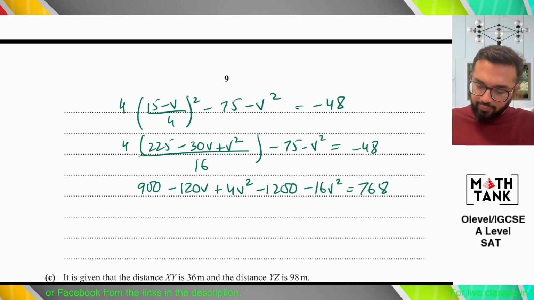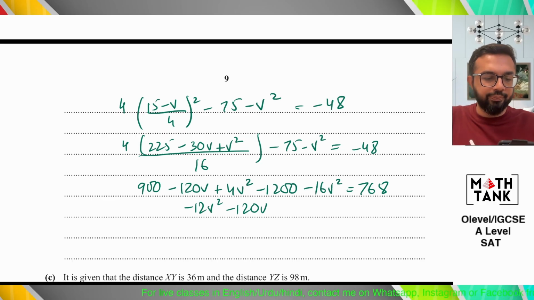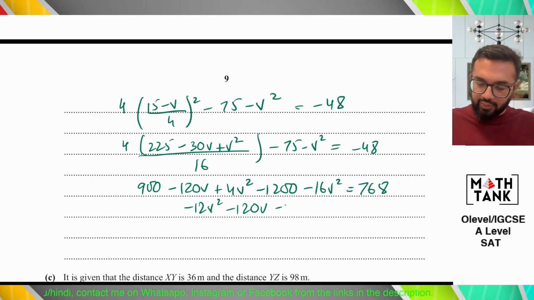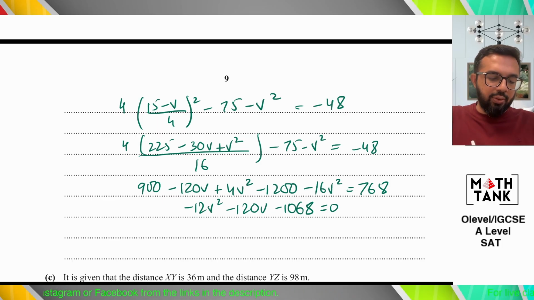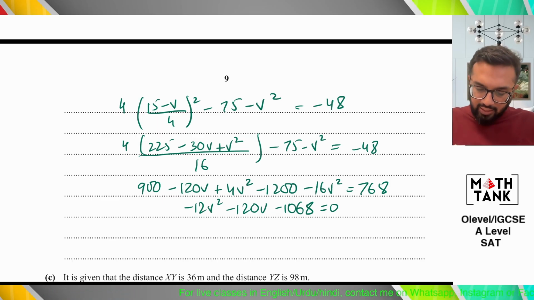So I have 4v squared minus 16v squared, minus 12v squared minus 20v, 900 minus 1200 minus 768 gives me minus 1068 equals 0. Let's put that in a quadratic and see if it solves the problem. I think I've made a calculation mistake somewhere.